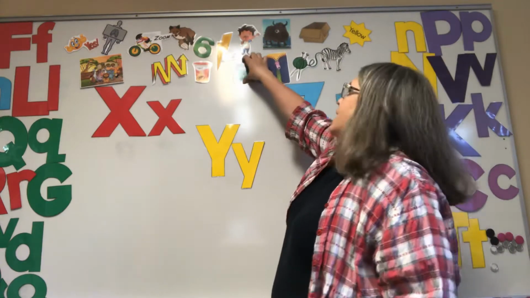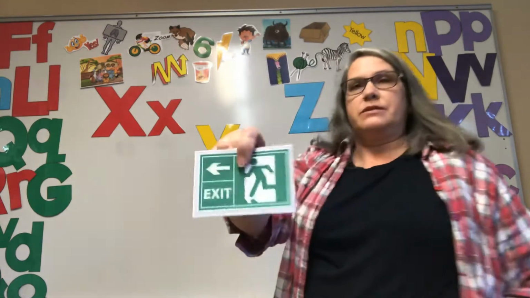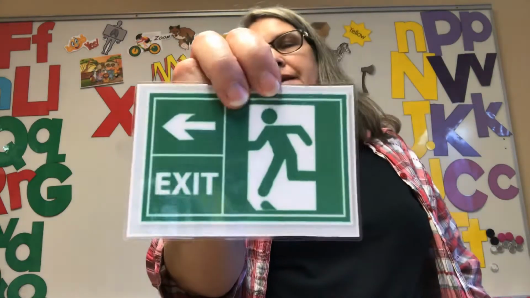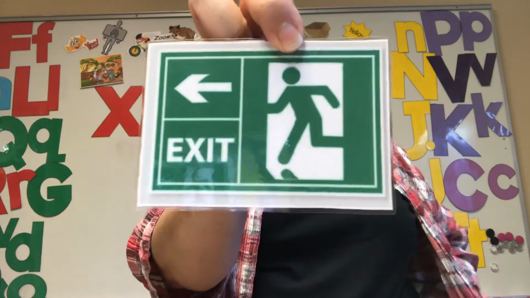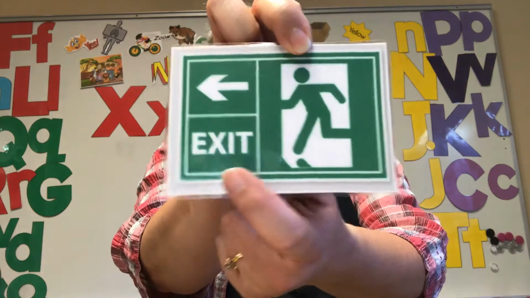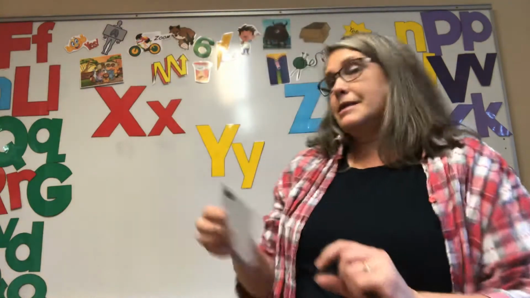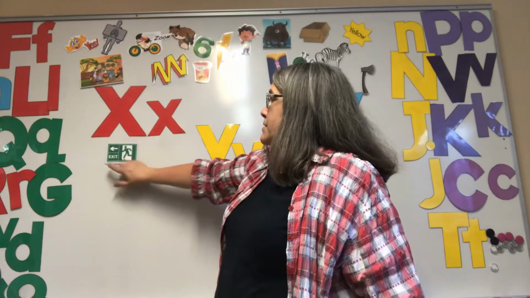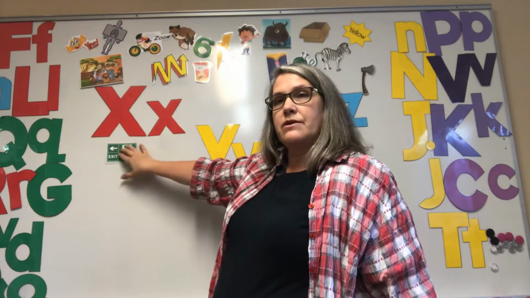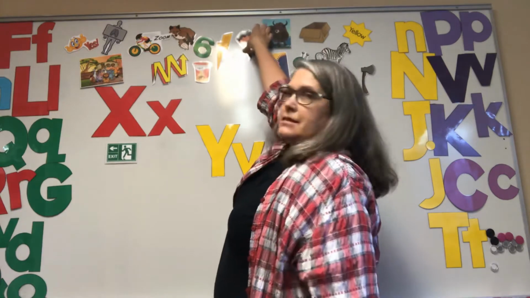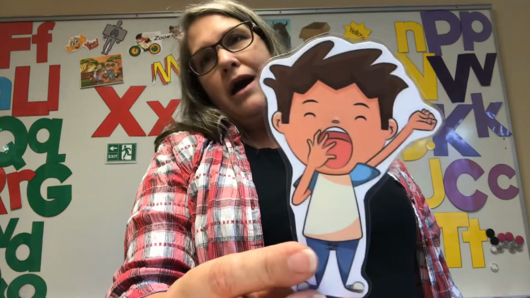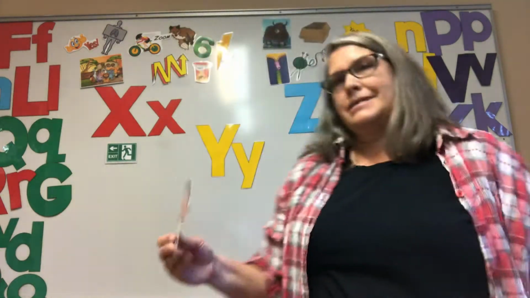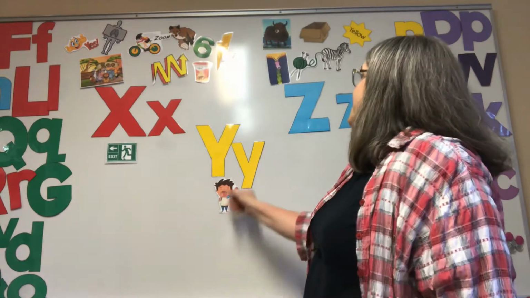All right, here we go. I'm going to start with those pictures. Here's the first picture. Now this has a little cheater on it. Can you see that letter on there? It says exit. So it goes on this one, even though it starts with E, it has an X, and we can hear the X sound. All right, let's take this guy. He looks pretty tired. What's he doing? Yawn. So he starts with letter Y.